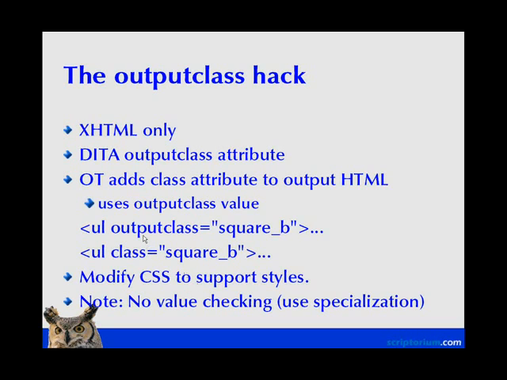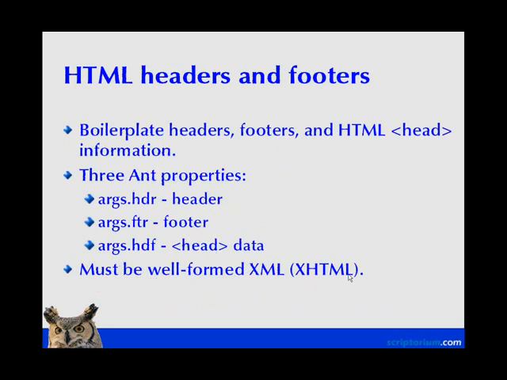Now, one thing to be careful of in using the output class is that there is no value checking. So if somebody should use the output class attribute and they misspell or make a typo in this attribute name, there's nothing along the line that's going to say, oh wait, this is not correct. If you want to check that kind of thing, at a bare minimum you need to go in and modify your XSL, and actually for doing this kind of thing, the more elegant way is to use specialization.